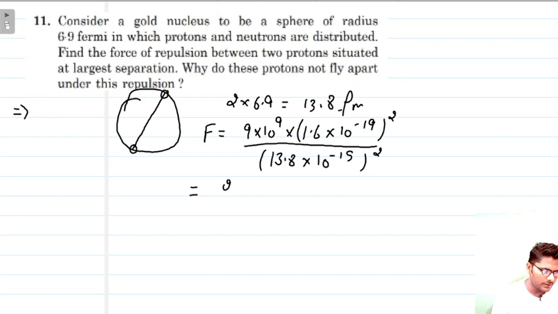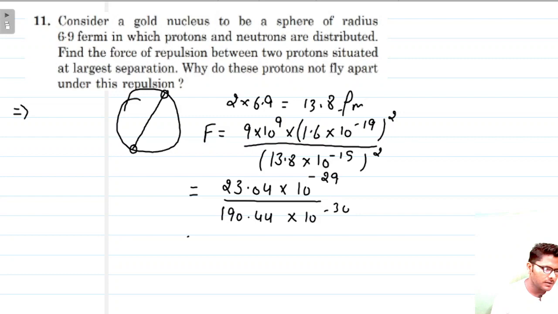The upper quantity we have multiplied, which will be 23.04 into 10 raised to power minus 29. And when you solve the lower one, this will become 190.44 into 10 raised to power minus 30. When you solve this, you will get 0.12 into 10 raised to power 1. So this will become 1.2 newtons.